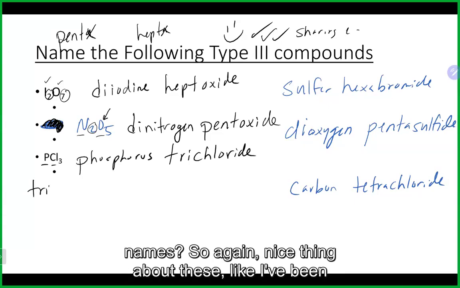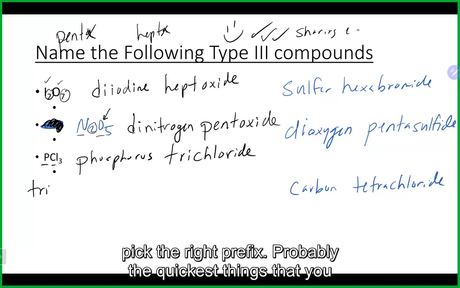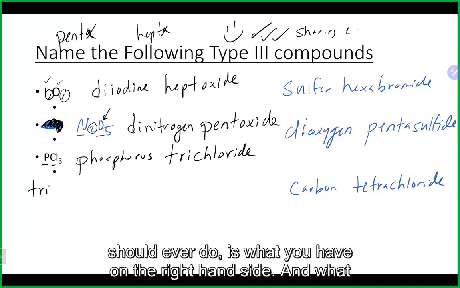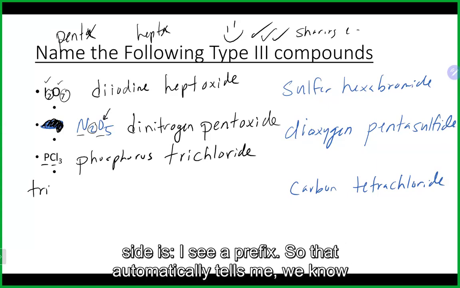The nice thing about these, like I've been saying, is you don't have to balance, there are no charges, you just simply pick the right prefix. Probably the quickest things that you should ever do is what you have on the right-hand side. And what we want to look at when we look at these guys on the right-hand side is, I see a prefix.